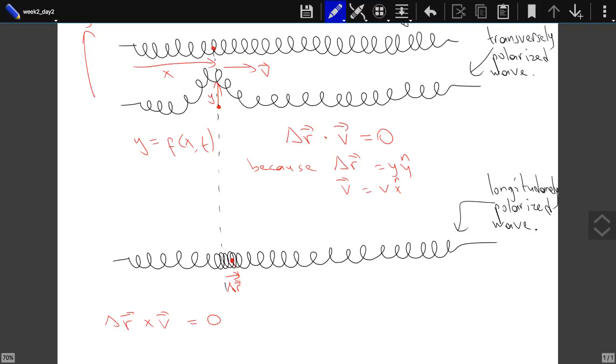At that point, the momentum flow is in the plus x direction, and the momentum is in the plus x direction. Let's look at this point. This point is now moving back. So at that point, the momentum is in the backward direction, but the flow is in the forward direction.